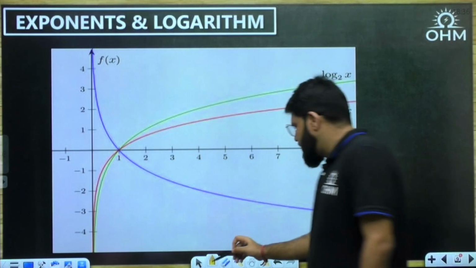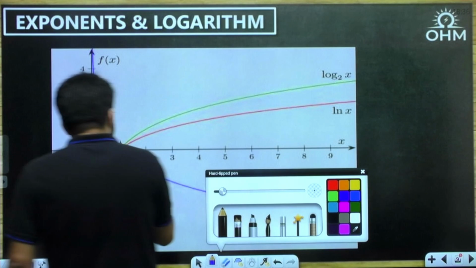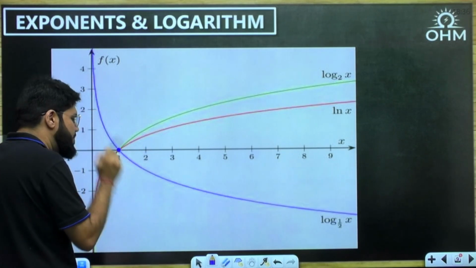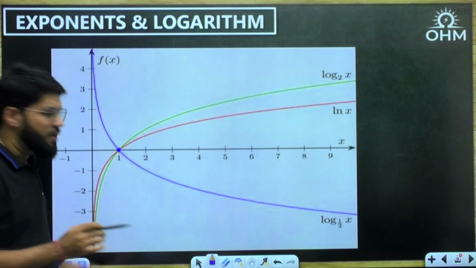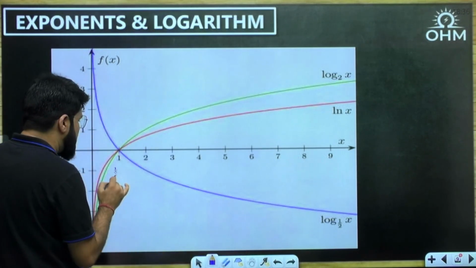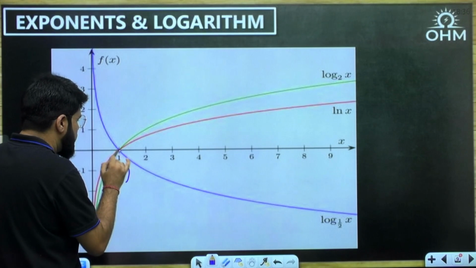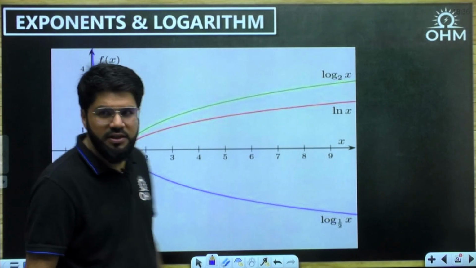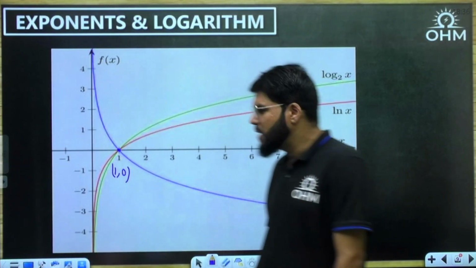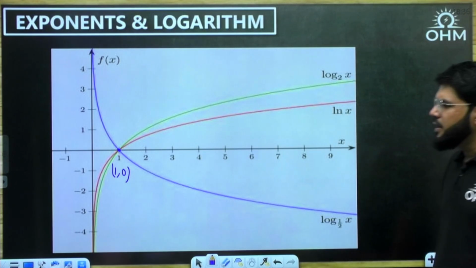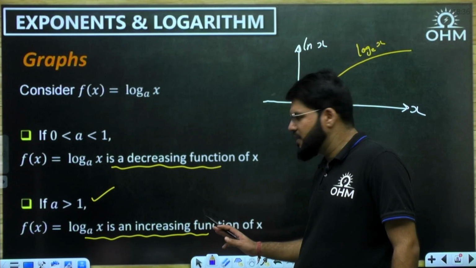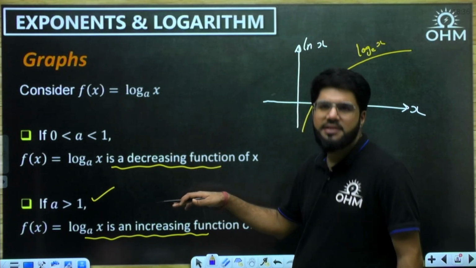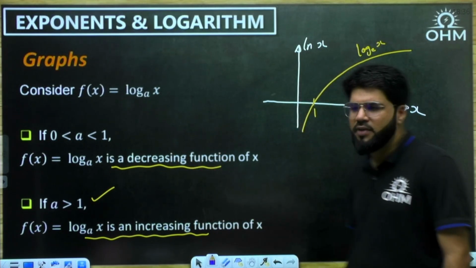But whatever, increasing or decreasing, as I told you, the value of log 1, any base, is always 0. So x equal to 1, y is 0. All such graphs are going to pass through 1 comma 0. That is fixed, whatever the base. So the important point to be noted is that whenever the base is greater than 1, logarithm is an increasing function, and if the base is by chance less than 1, then it is a decreasing function of x.